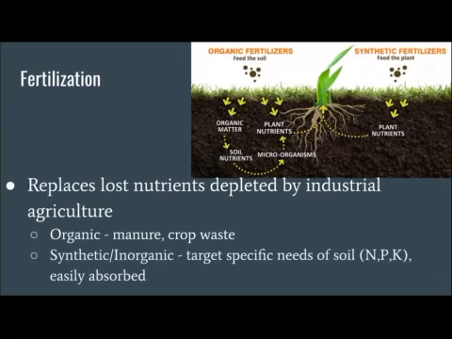With synthetic, or we call them inorganic fertilizer, we are able to target the specific needs of the soil. So depending on what crop we're growing, we can have specific amounts of nitrates, phosphates, and potassium. They're also easily absorbed because we're putting the correct amounts in the soil. But again, these synthetic fertilizers do not add that organic material to the soil, and they can cause the soil to become compacted over time.